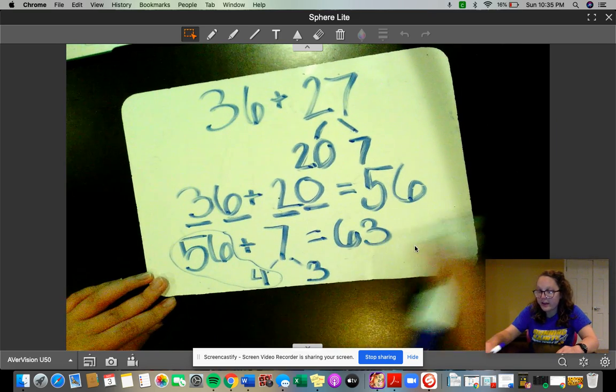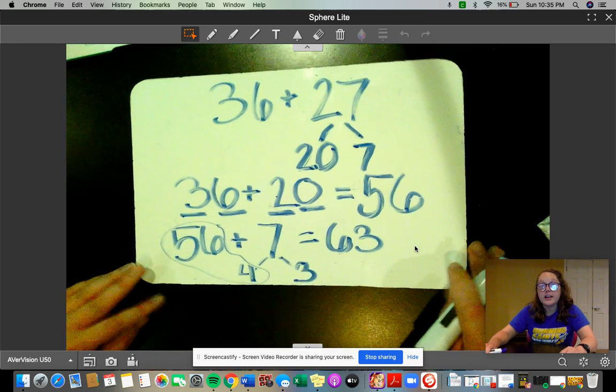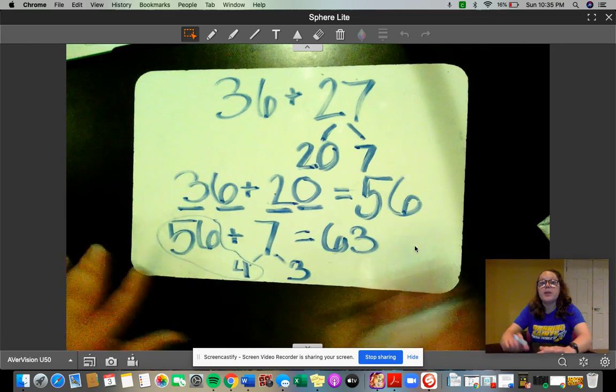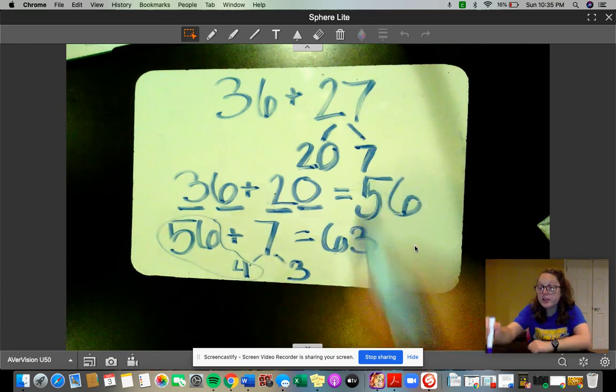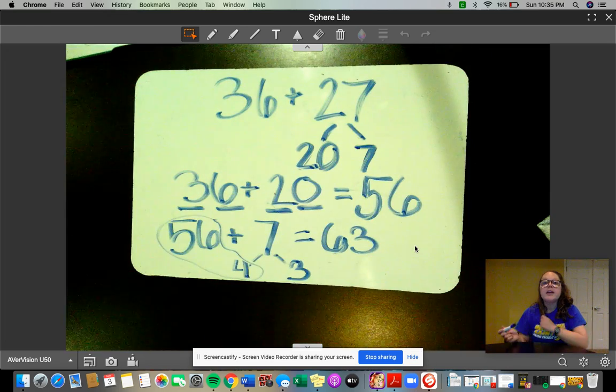All right. So that was a bit trickier, but that is how you do it with even bigger numbers. And that is how you use your groups of 10. So you can take it, even if it's not 10, you still know how to work it out.